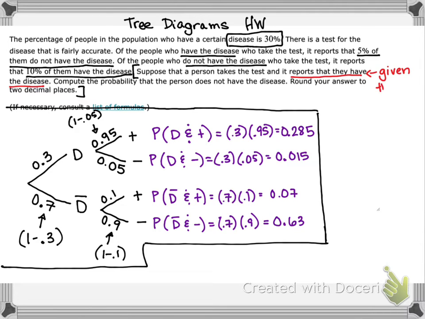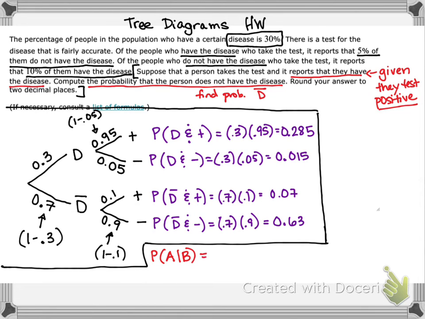Given they test positive. This is the tricky part about this problem. So it's given that they test positive. Then it says, compute the probability. So find the probability they do not have the disease. All right. So two things are needed. And right at the bottom, I'm going to rewrite our formula for a conditional probability. It says A given B would equal the probability of A and B over the probability of B.